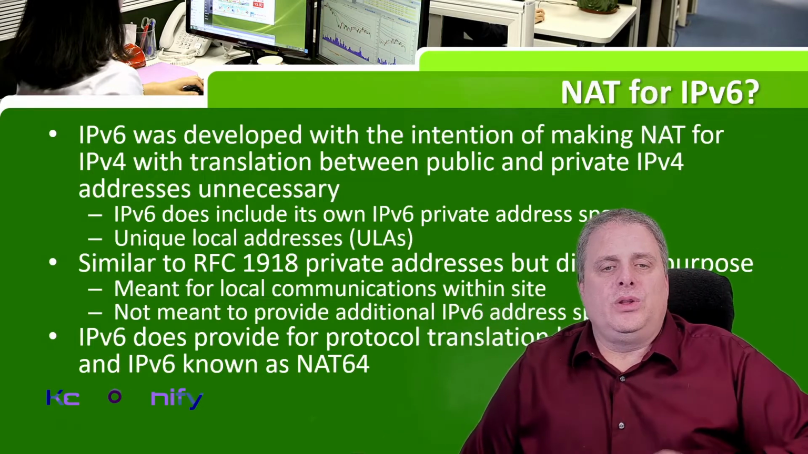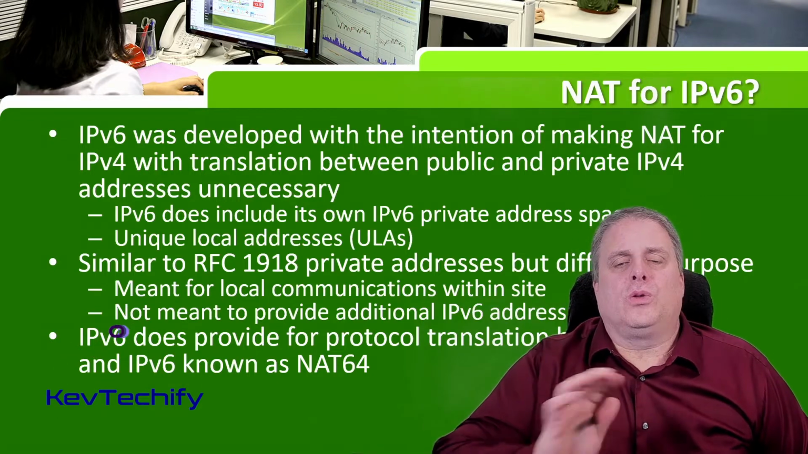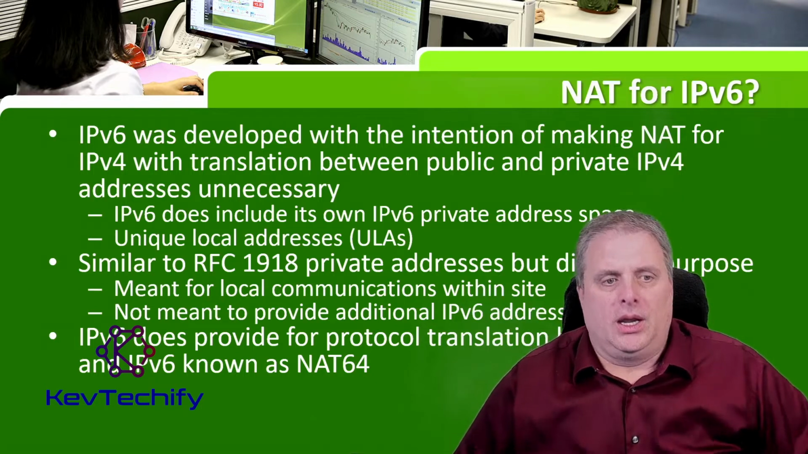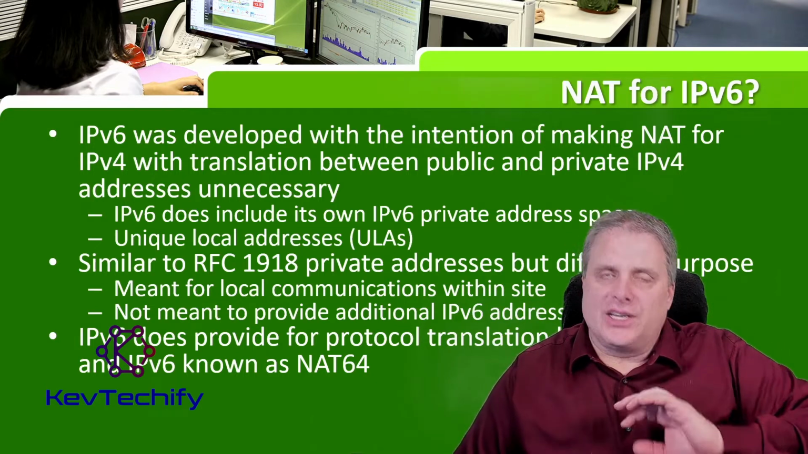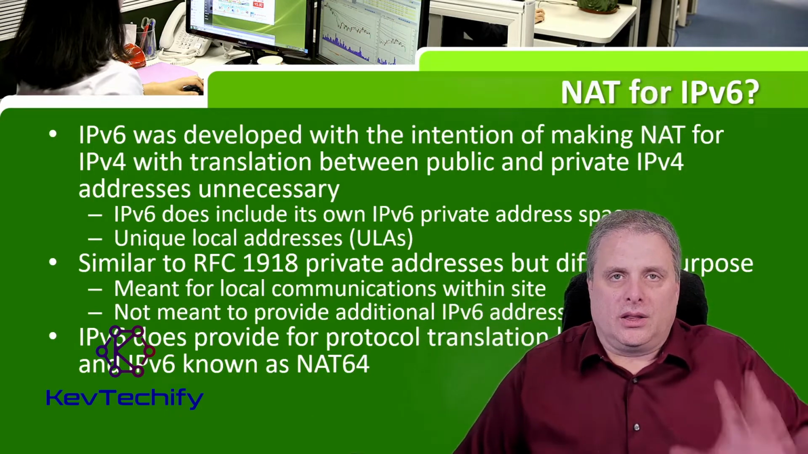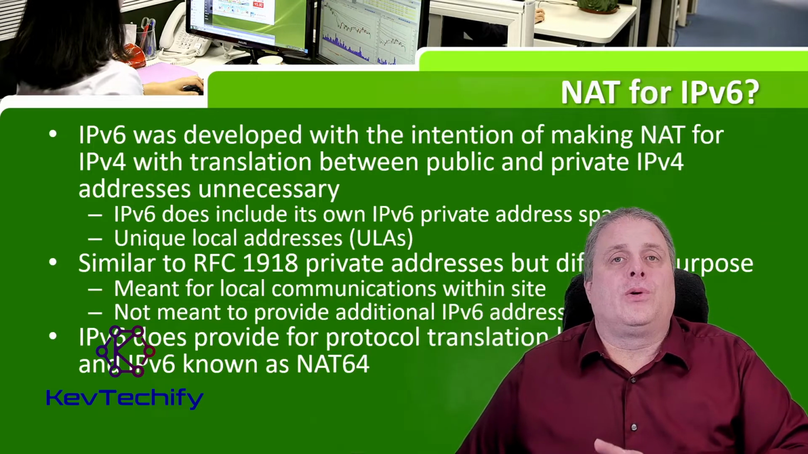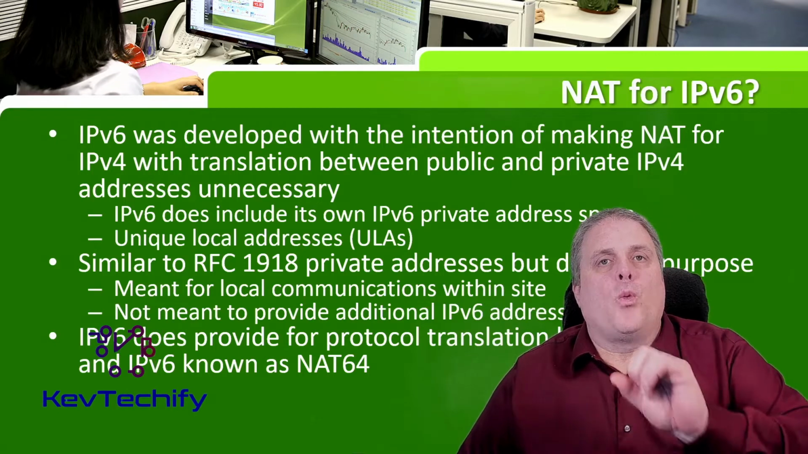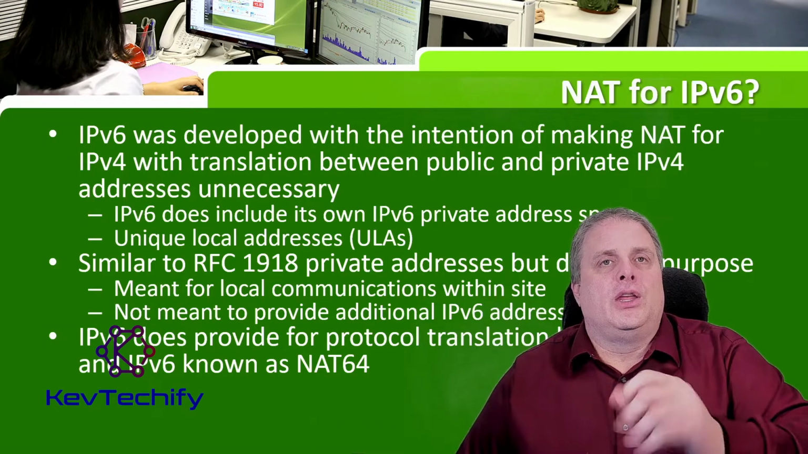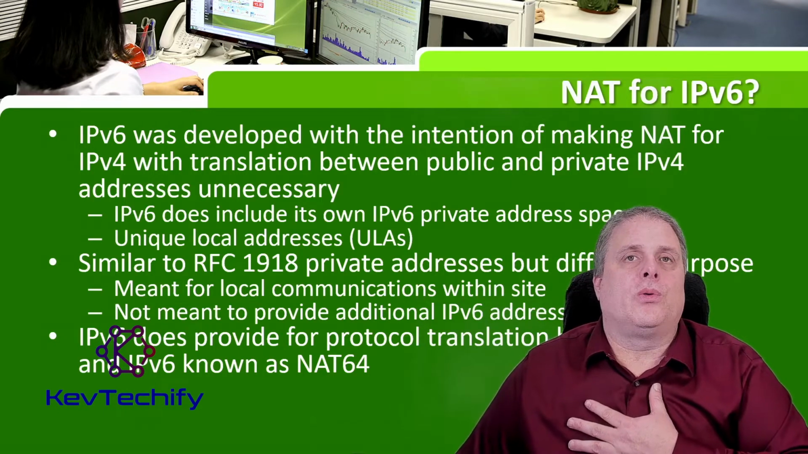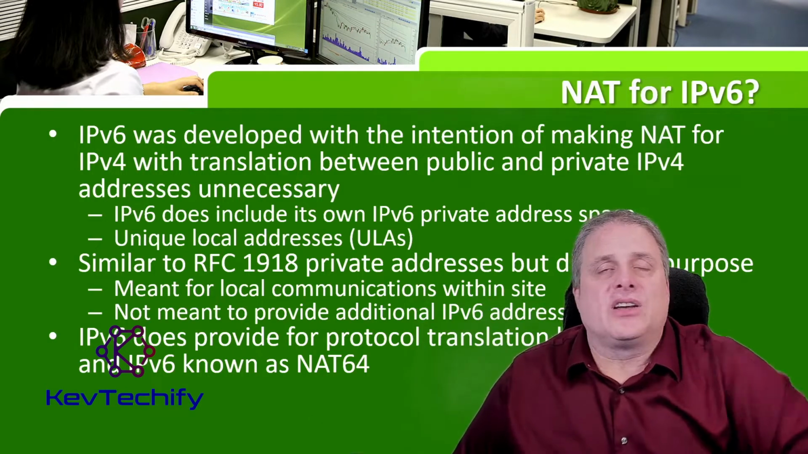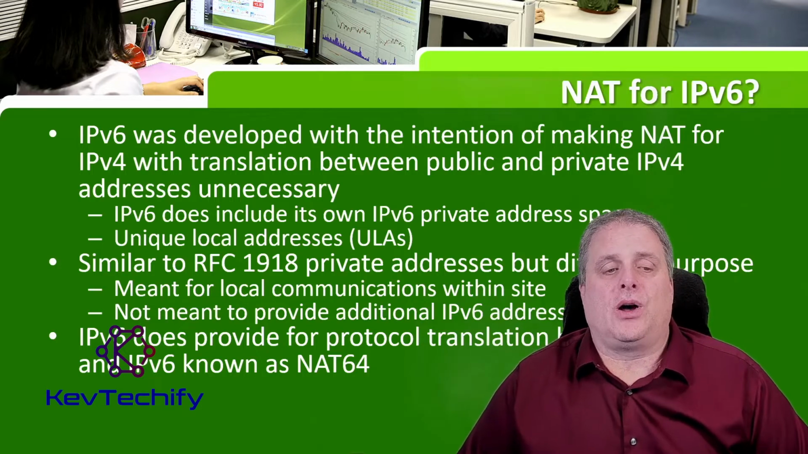What these unique local addresses are for is local communications within a site, within that local area network. It's not meant to provide additional IP addresses, unlike NAT in IP version 4, which is meant to give us additional IP addresses. We have that one-to-many where we're able to use private IP addressing on our local network, and we're able to suffice with just a few public IP addresses. That doesn't happen in IP version 6 at all.